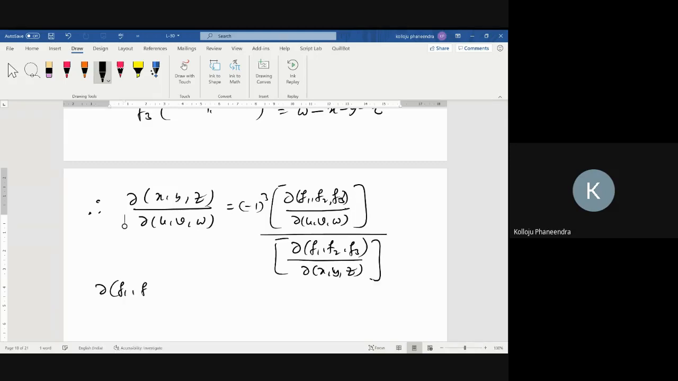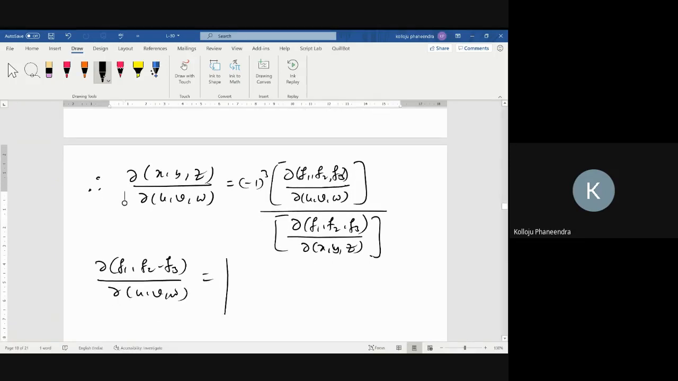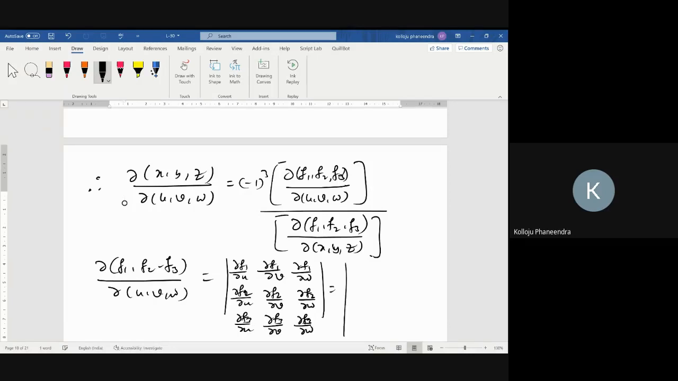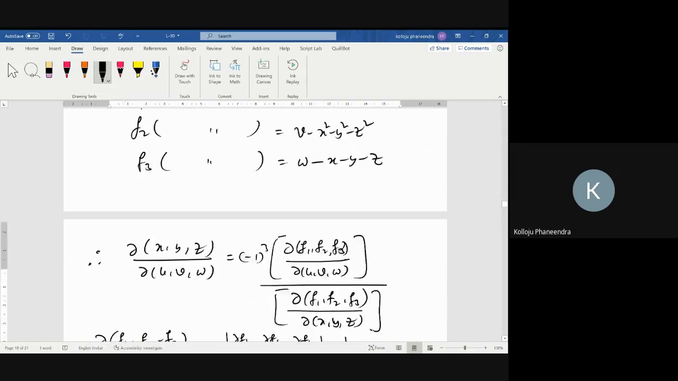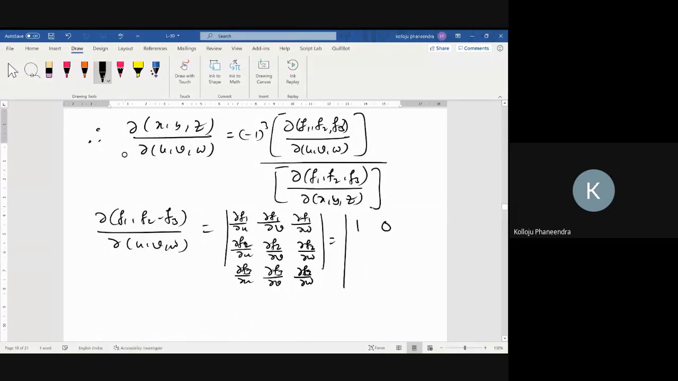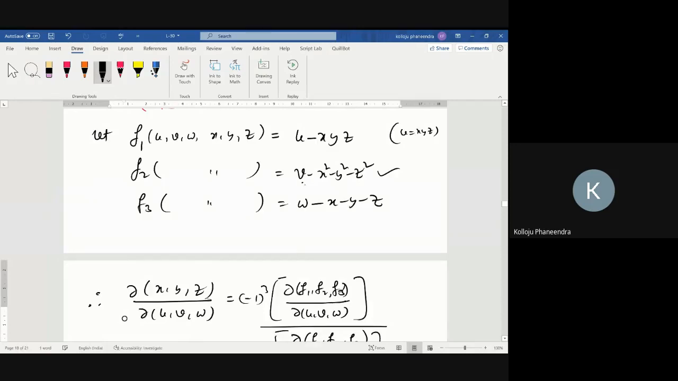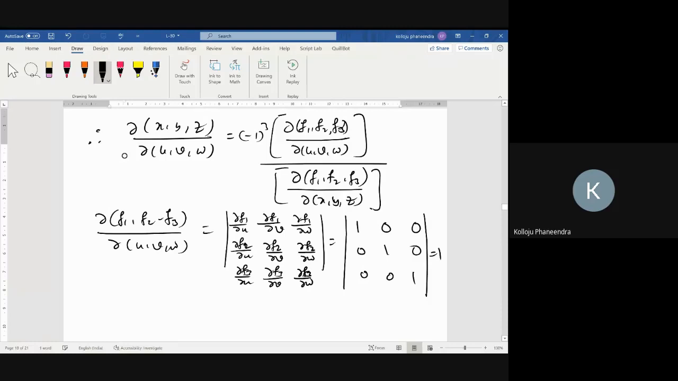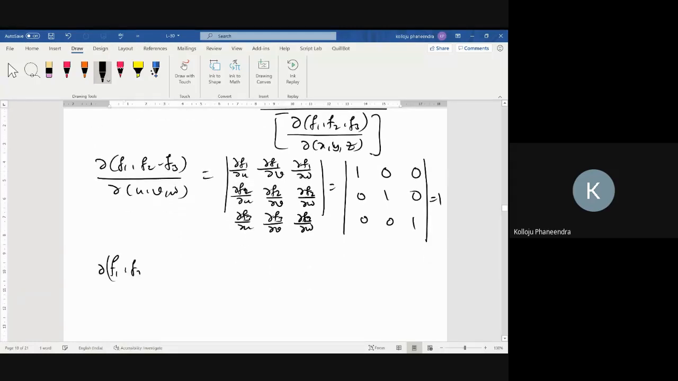Now, the first one: the functions' Jacobian with respect to u, v, w. You calculate ∂f1 by ∂u, ∂f1 by ∂v, ∂f1 by ∂w, then ∂f2 by ∂u, ∂v, ∂w, and ∂f3 by ∂u, ∂v, ∂w. F1 is u minus xyz, so ∂f1 by ∂u is 1, and there is no v or w. Same logic for f2: only v, so 0, 1, 0. Obviously 0, 0, 1. So this value is 1.